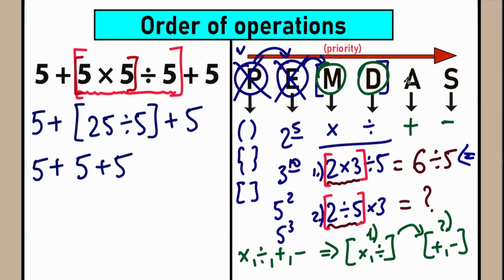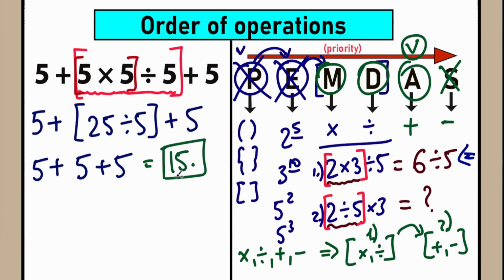But in our case, if you look closely, we have only addition, so we can easily complete it without any problems, and we don't have subtraction. So if we complete this addition, we have 5 plus 5 plus 5 equal to 15. This looks like our answer.